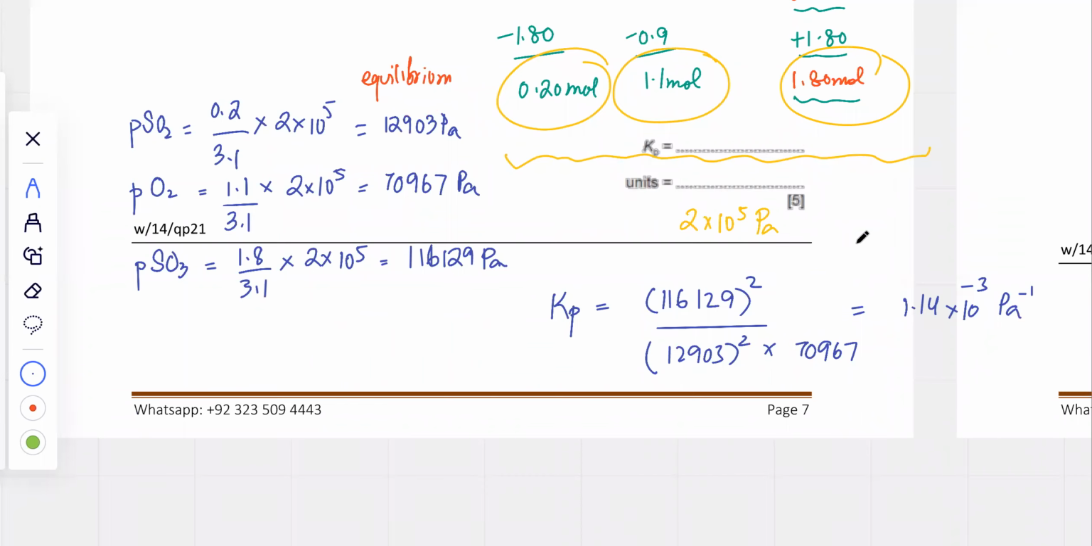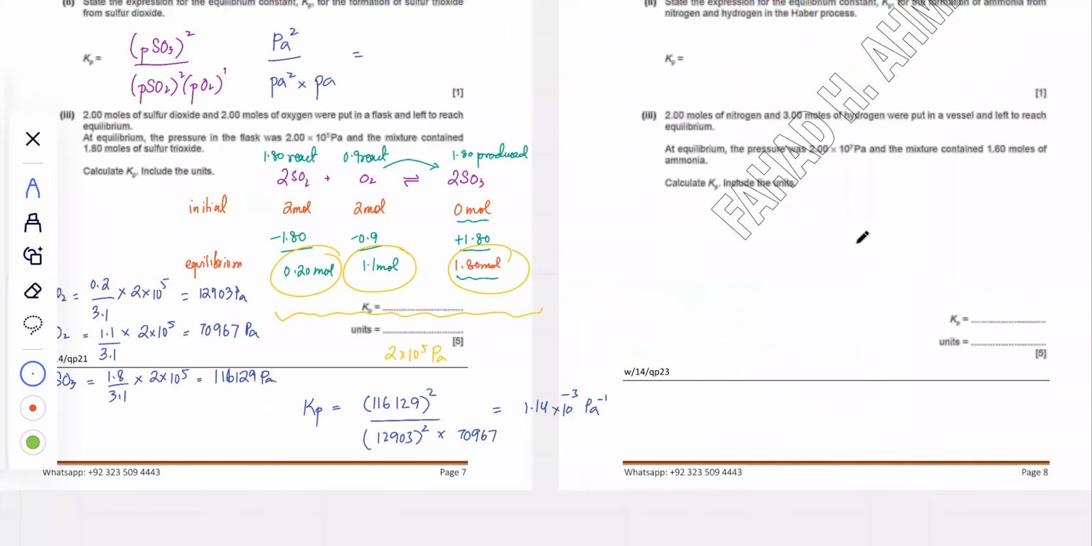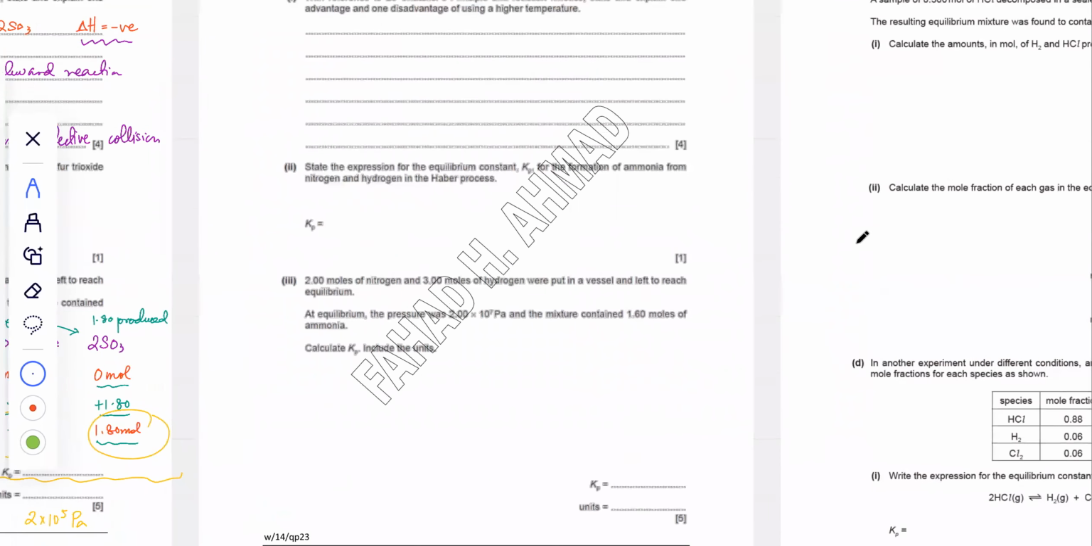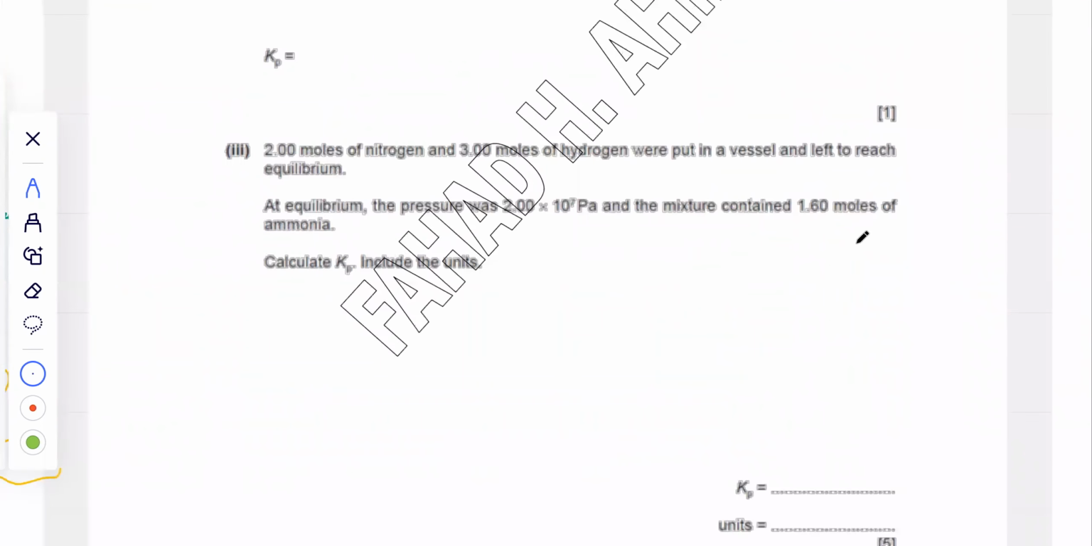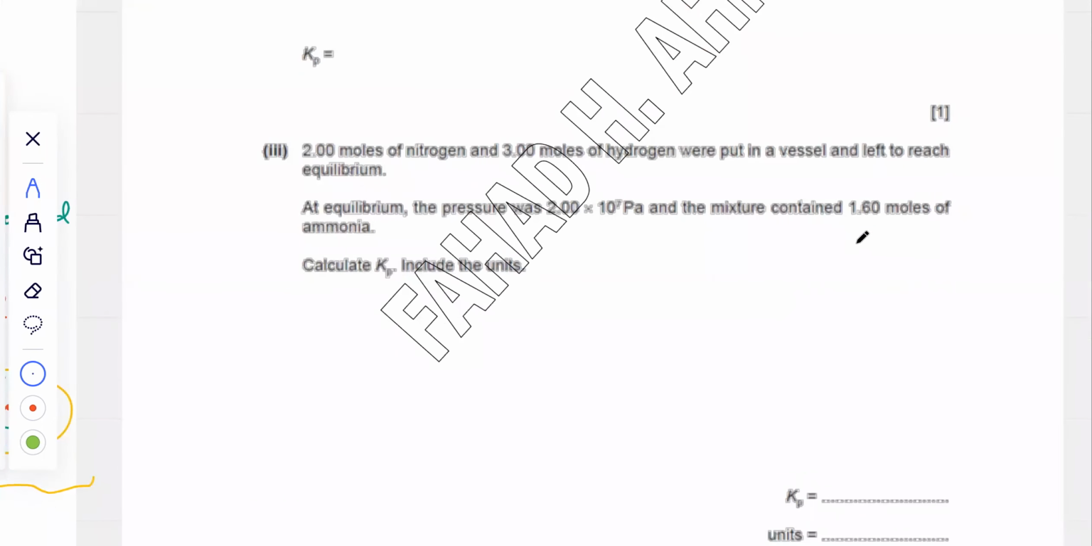Let's do the next one. All the questions are the same. I mean, this one is kind of exactly the same, except now he's talking about the Haber process. So we can do everything again. It's N2 and H2 in equilibrium with NH3. So this is N2 plus 3H2 in equilibrium with two NH3s.